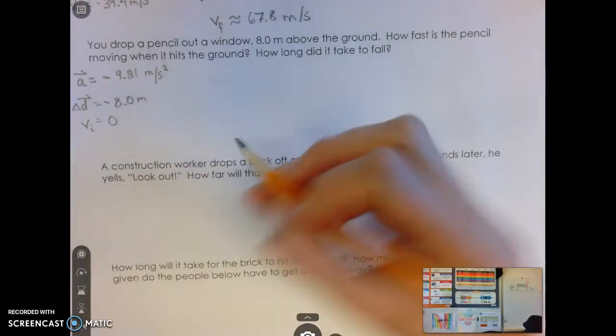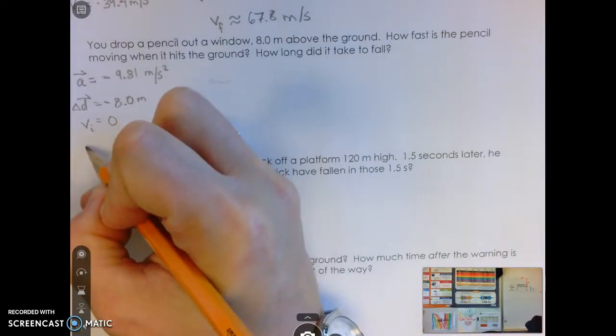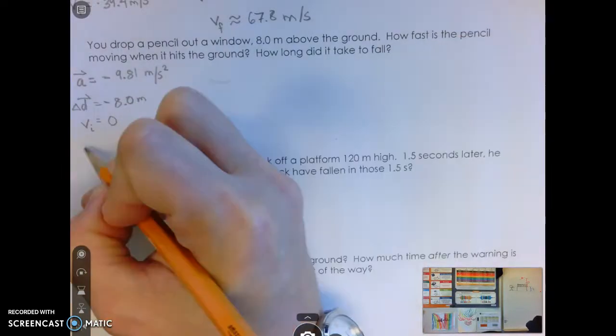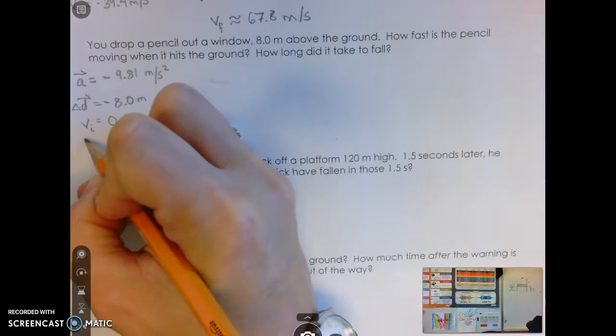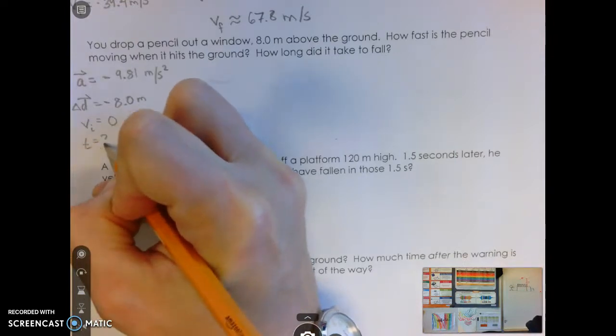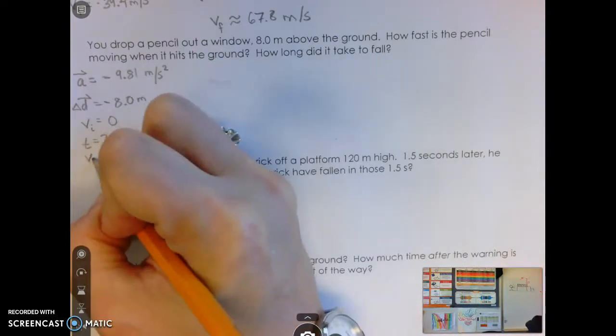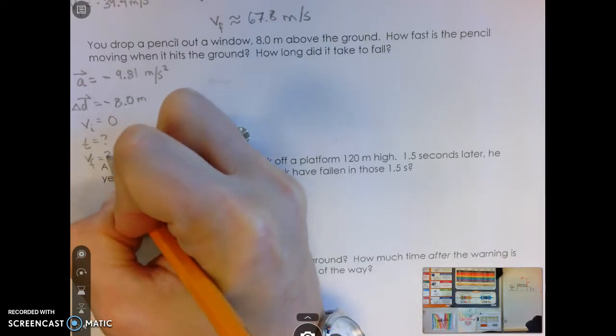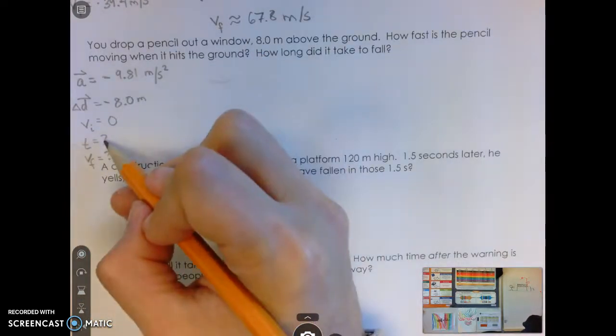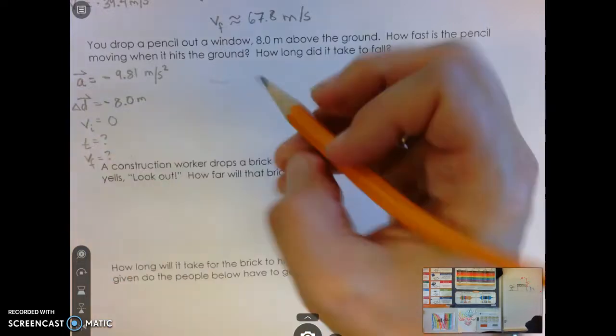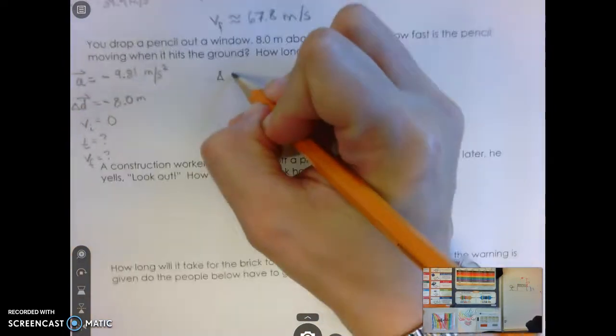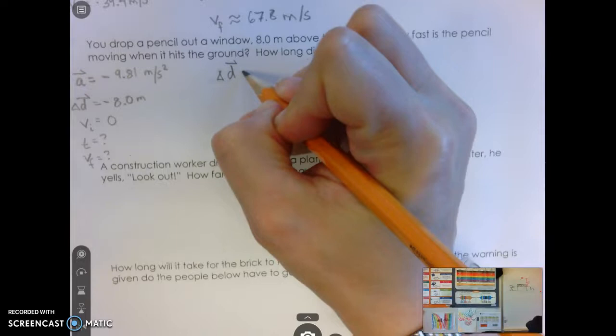In any case, how fast is the pencil moving? That's the F. How long did it take? That's T. So, with 2 questions, this is really 2 problems. I need an equation with T, VI, D, and A. I believe I will try this one.